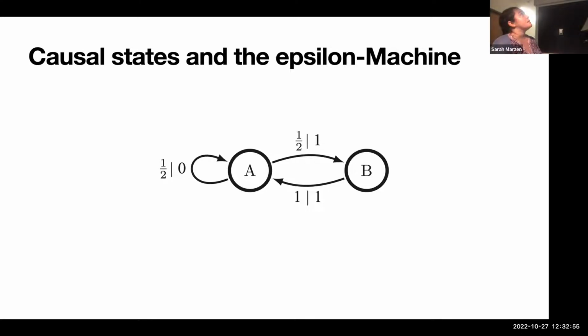So if you see a 0, A goes to A. If you see a 1, A goes to B. And then if you're in B, you always see a 1 and you go back to A. Okay, so this is a special type of hidden Markov model.